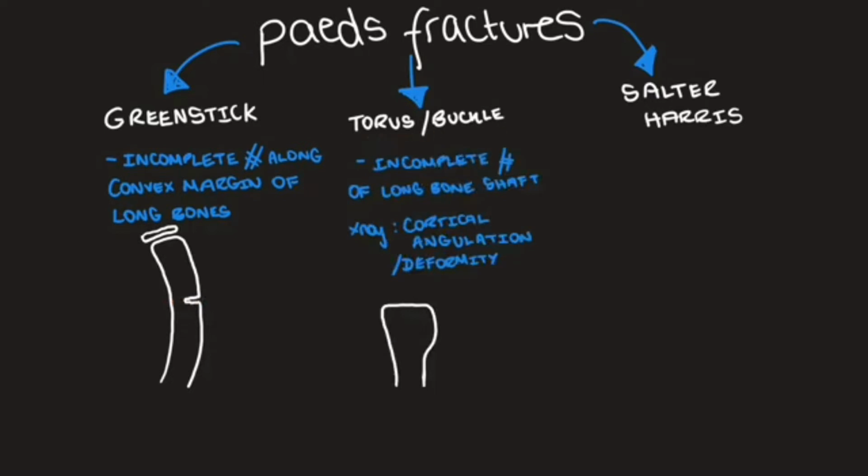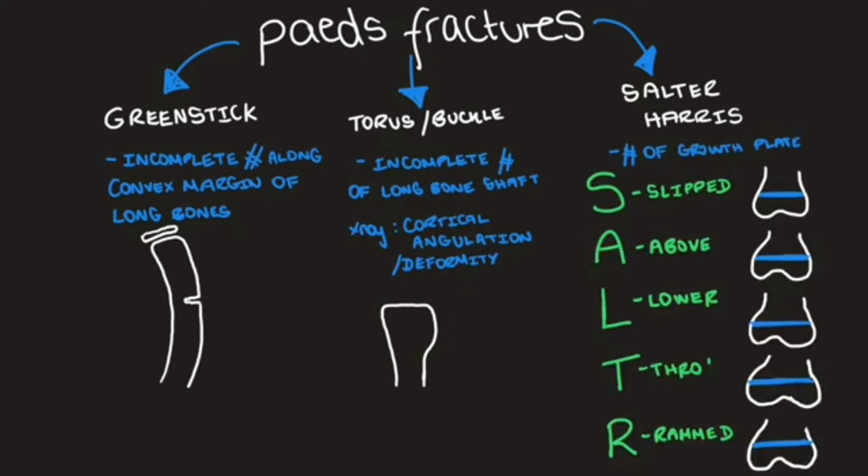Torus or buckle fractures occur due to axial loading injuries, which cause incomplete fractures of the long bone shaft. On an X-ray, you'll see subtle cortical angulation or deformity, and this diagram demonstrates what kind of appearance you're looking for. And this is the bump or the angulation you're looking for.